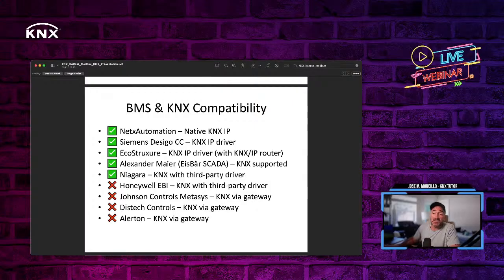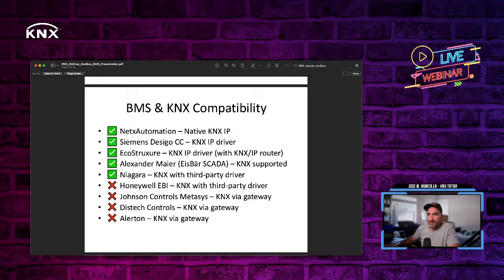Niagara, it's well known in the USA, I have to say. KNX with a third-party driver, it talks directly to KNX as well. So again, many people in the US always ask me, hey Jose, can we talk to KNX with our existing BMS? Okay, which BMS are we using? We are using Niagara. So yes, you can do that. Okay. Honeywell, you can also use a third-party driver and you can make it work. Johnson Controls as well, through a KNX via gateway, or Allerton, you need to use a gateway as well. Okay, gateway to get all the information into BACnet and then BACnet BMS.